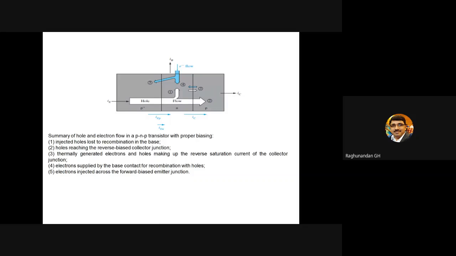Can anyone tell me what you mean by proper biasing? Biasing means connecting an external supply to the device or a component. That is biasing. What does proper biasing mean? Or can you tell me why biasing is important, especially in transistors?